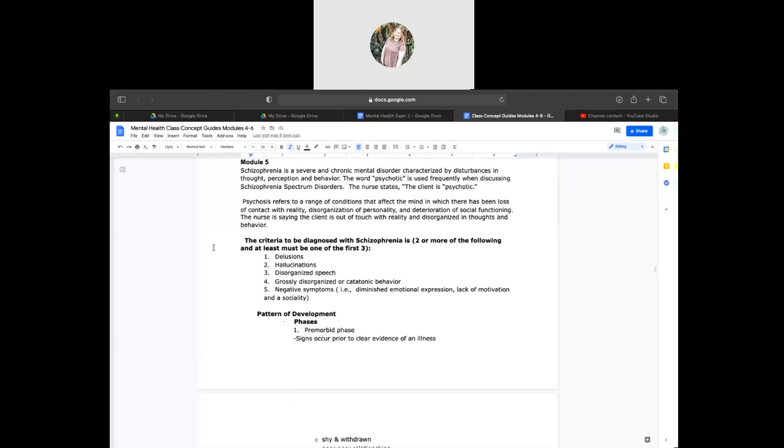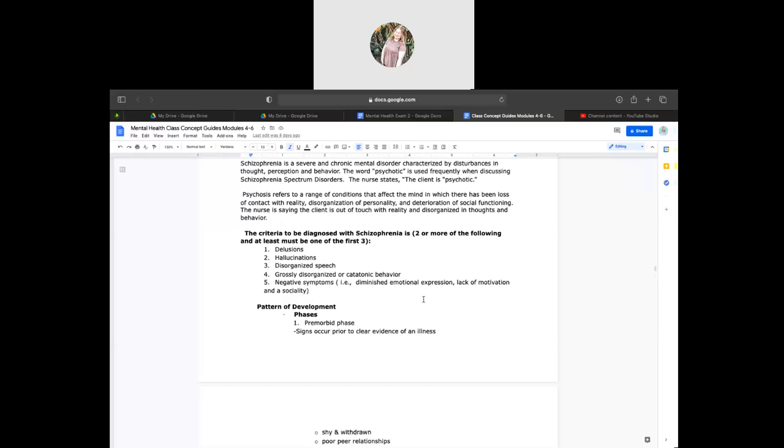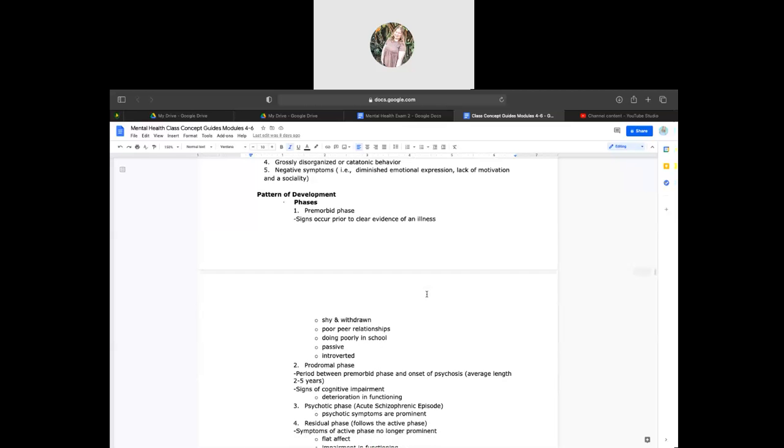So here's the criteria of schizophrenia. Remember, it's very important that we follow these criteria because it can be very deteriorating if we place a label on somebody, because once that label's there, it's going to stay with them forever. So 2 or more of the following, and 1 must be of the first 3. So they're going to have delusions, hallucinations, disorganized speech, grossly disorganized behavior or catatonia, and then the negative symptoms. So we're going to go over that. But what I wanted to touch on first is that development.